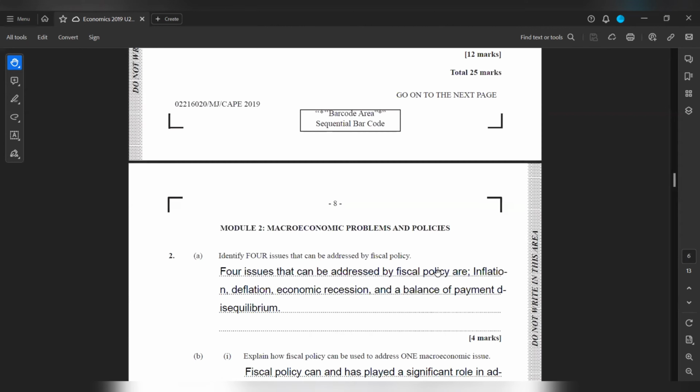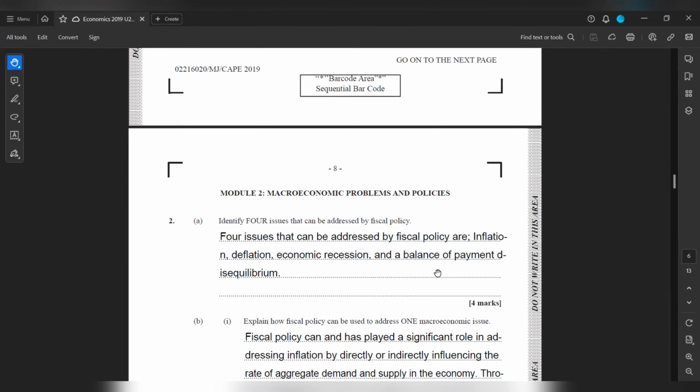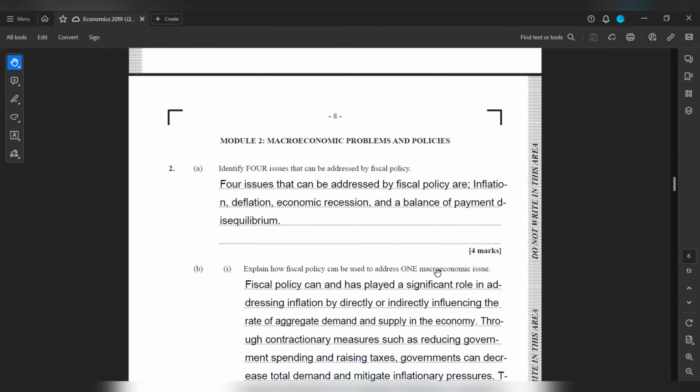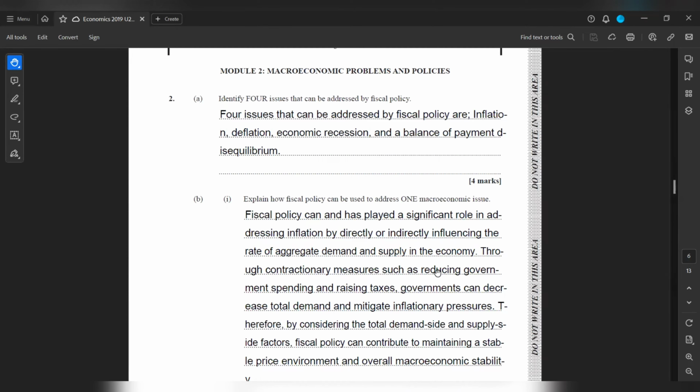Explain how fiscal policy can be used to address one macroeconomic issue. Fiscal policy can and has played a significant role in addressing inflation by directly or indirectly influencing the rate of aggregate demand and supply in the economy. Through contractionary measures such as reducing government spending and raising taxes, governments can decrease total demand and mitigate inflationary pressures. Therefore, by considering the demand side and supply side factors, fiscal policy can contribute to maintaining a stable price environment and overall macroeconomic stability.